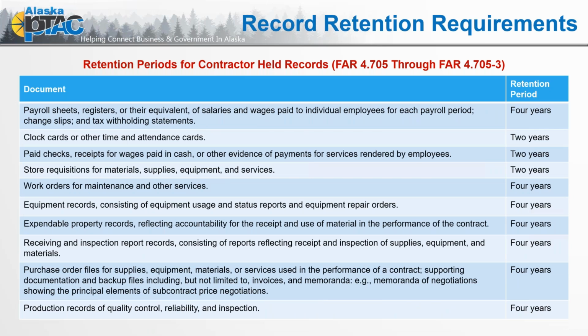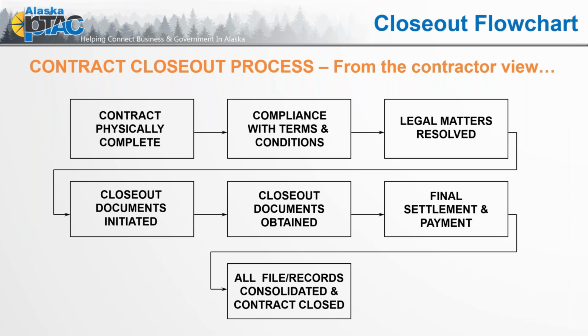Okay, payroll sheets, material. So, contract closeout from the contractor view. In essence, we've completed the contract, we've complied with all terms and conditions, all legal matters are resolved, the closeout documents have been initiated by the agency, we've done our part, we've submitted them, we have all of the closeout documents obtained, the final settlement and payment's been done, all file records consolidated and contract closed. So woohoo, let's move on.